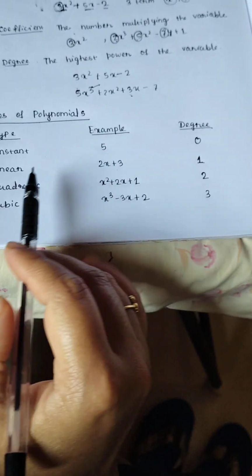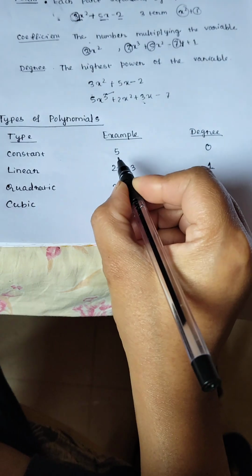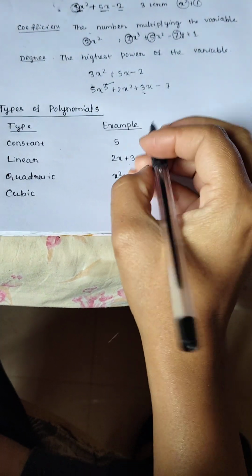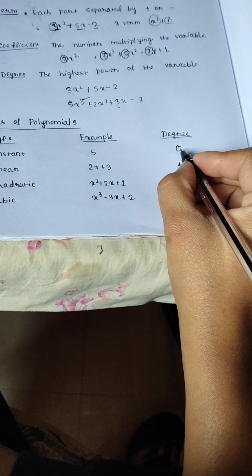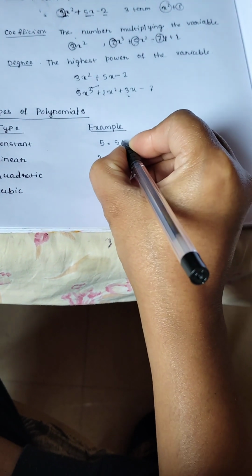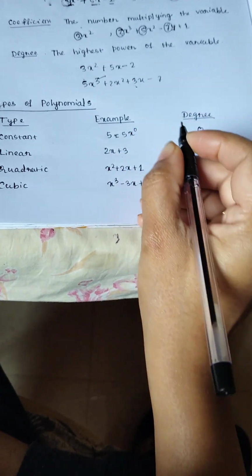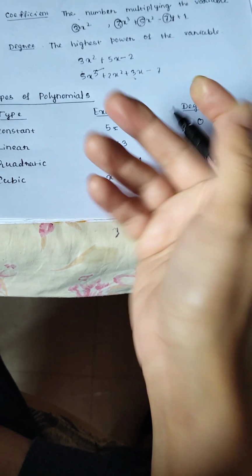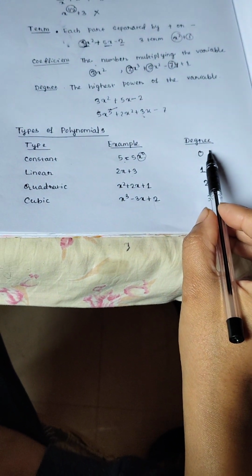For an example, constant. Constant is any number, 5, 7, 6, any number. So what is its degree? The degree is 0 because 5 I can write it as 5 into x to the power of 0. So it is nothing but 1, the same number. So the constant has degree 0.